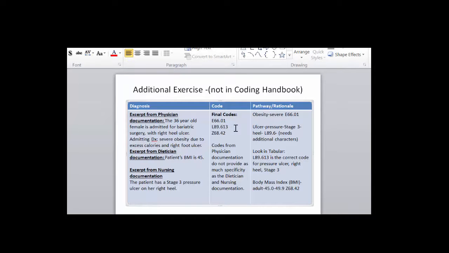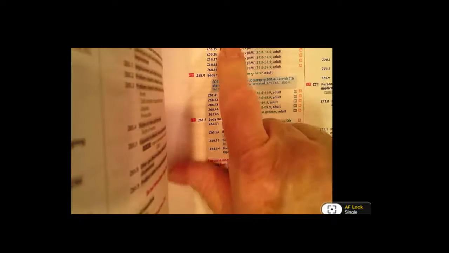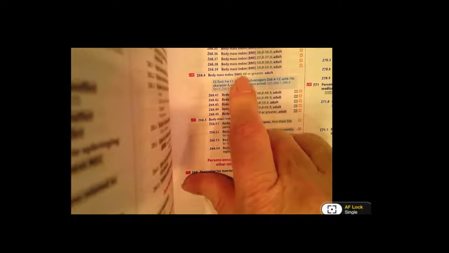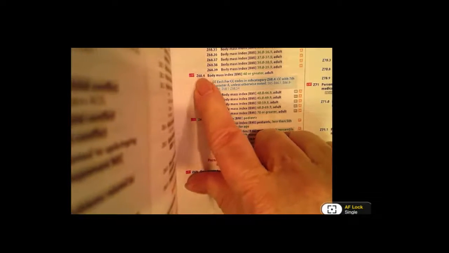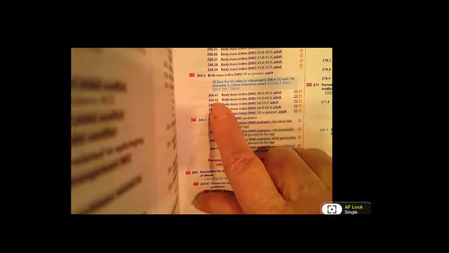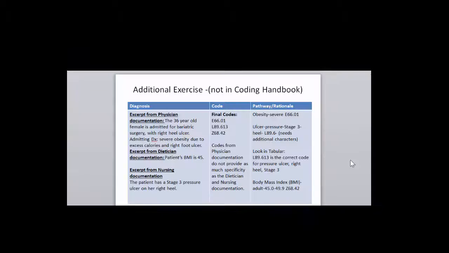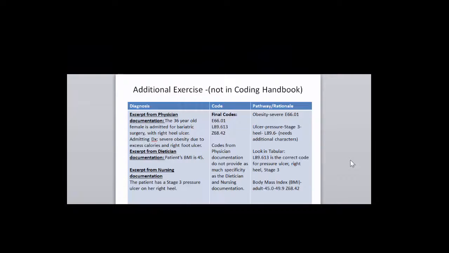L89.613. And back in our tabular, body mass index 40 or greater, Z68.42 is BMI in the range of 45 to 49.9. So that is the correct code right there. All right, that's all I'm going to show you for Chapter 7. Please work through those exercises. You do not submit the exercises from the handbook.